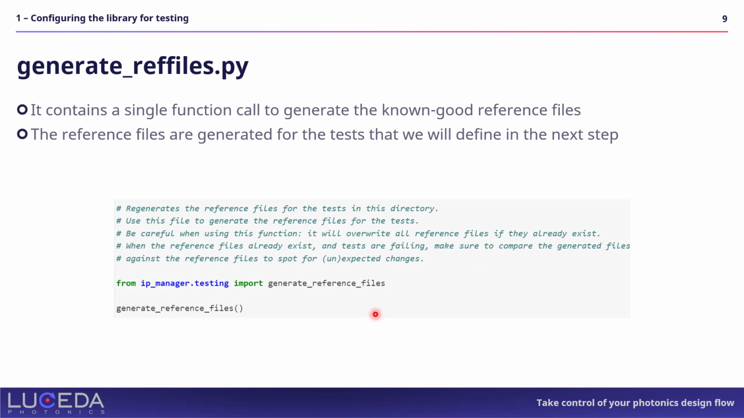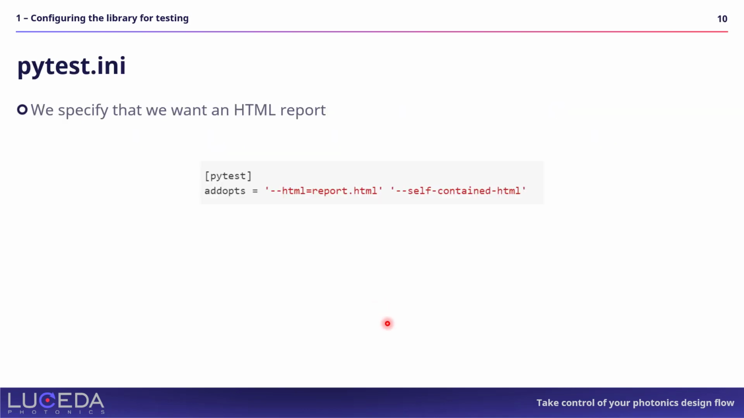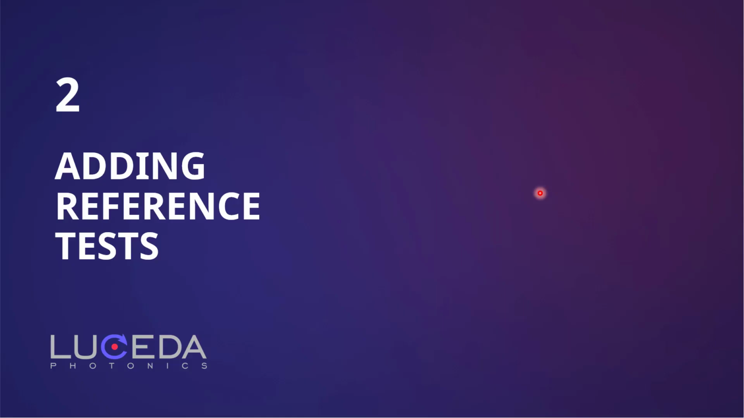The generate_reffiles file contains a single function which calls all the tests that we want to run. Once we run this file, all the reference files are generated for all the tests that we have defined. We will see in the next step how to define these tests. And finally, in the PyTest file, we specify that we want an HTML report by adding this line.